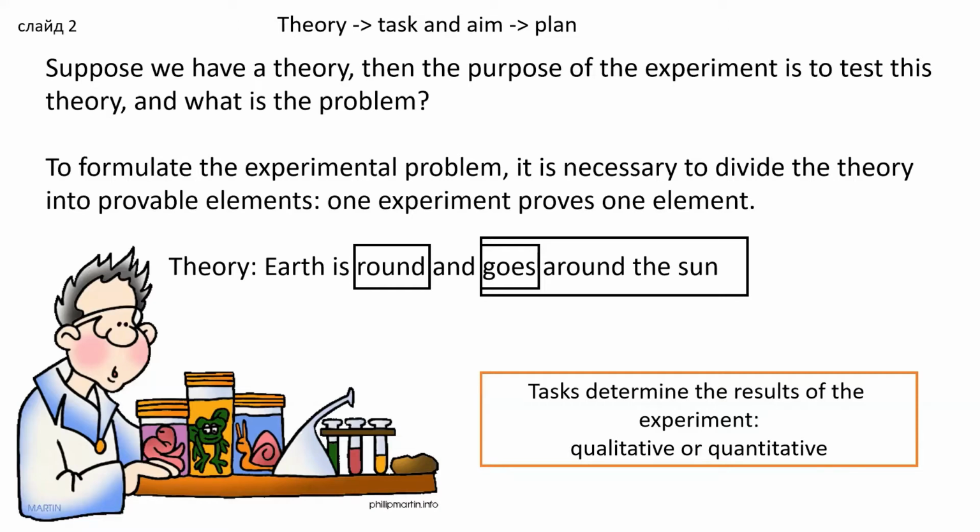So the task you're running and the aims of your experiments determine the results of your experiment. If the tasks are bad, then the results are bad. If the aims are not good, then the results of your experiments are not really good and they are not publishable. So the results of the experiments may be qualitative or quantitative. And this is the difference, because for quantitative, you need good statistics. For qualitative, you don't need good statistics. You just need a proof that it goes or it doesn't.